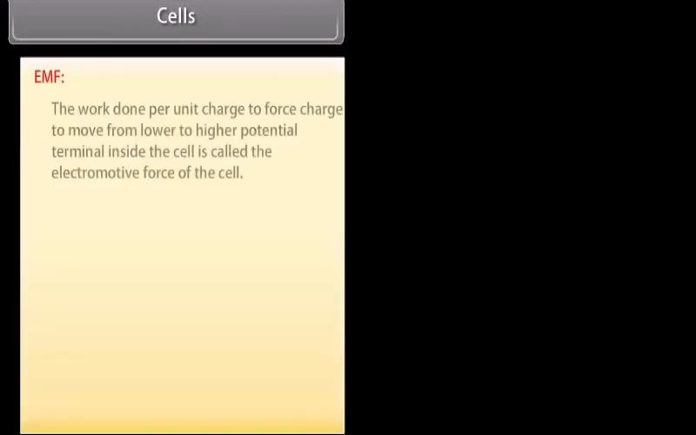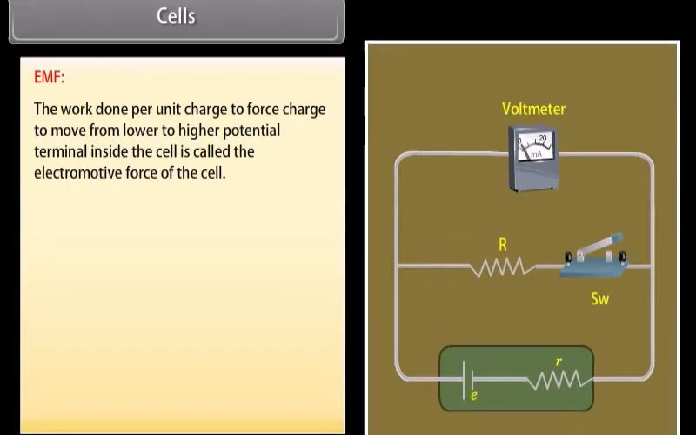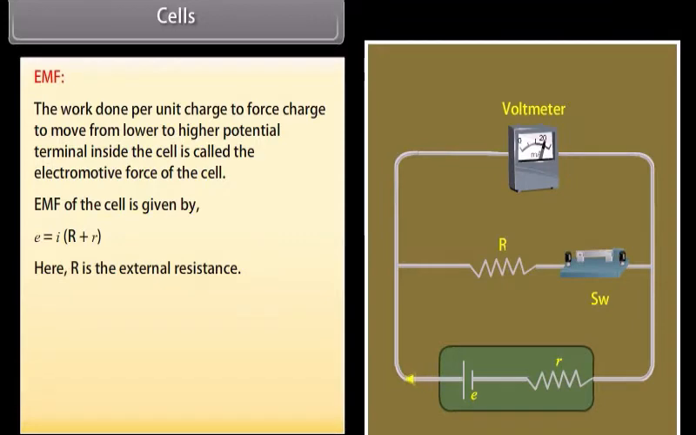EMF. The work done per unit charge to force charge to move from lower to higher potential terminal inside the cell is called the electromotive force of the cell. EMF of the cell is given by E = I(R + r). Here capital R is the external resistance, small r is the internal resistance, small I is the current in the circuit.